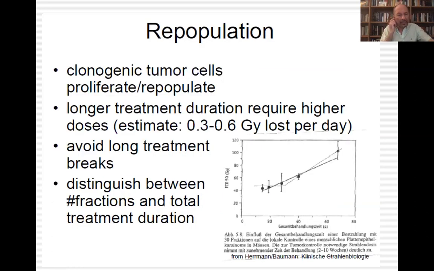As we said many times, we have constantly neglected the repopulation, and this is not generally correct because it is already known that clonogenic tumor cells proliferate and repopulate. The longer treatment duration requires higher dose. Generally, one should consider something like 0.3 to 0.6 gray lost per day. So avoid long treatment breaks and distinguish between the number of fractions and total treatment duration.